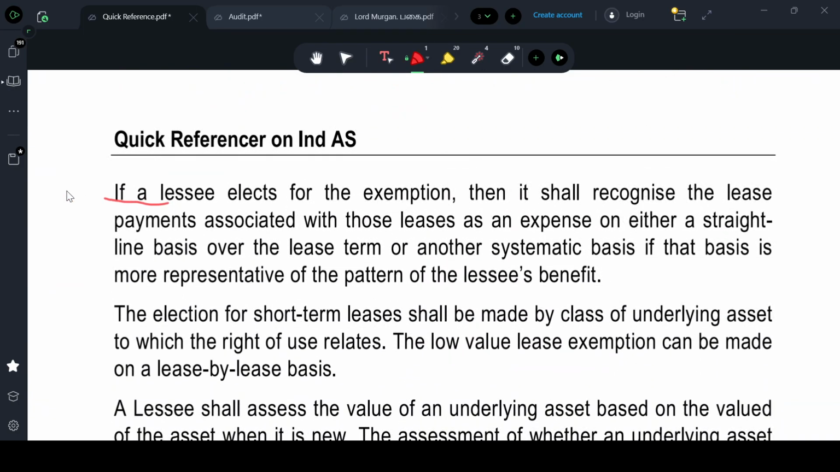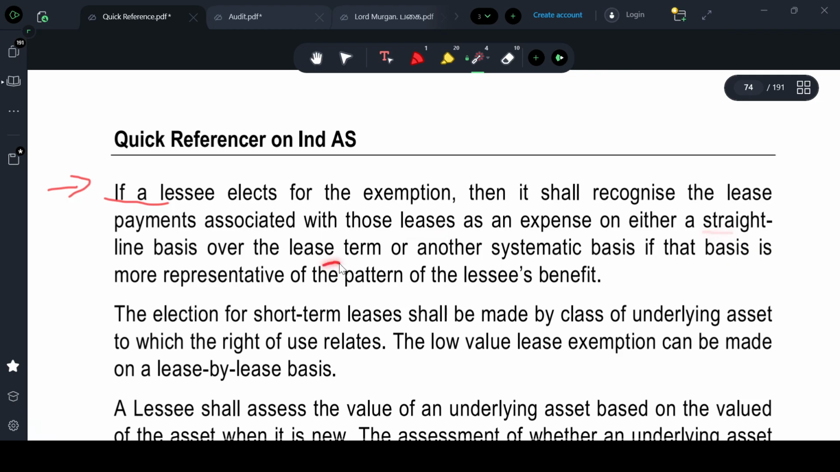If a lease is elected for remuneration, then it shall recognize a lease payment associated with that lease as an expense on either a straight line basis or over the lease term, or on another systematic basis if that basis is more representative of the pattern of lease benefit. What they are saying is that an exemption is given. What kind of exemption is given?